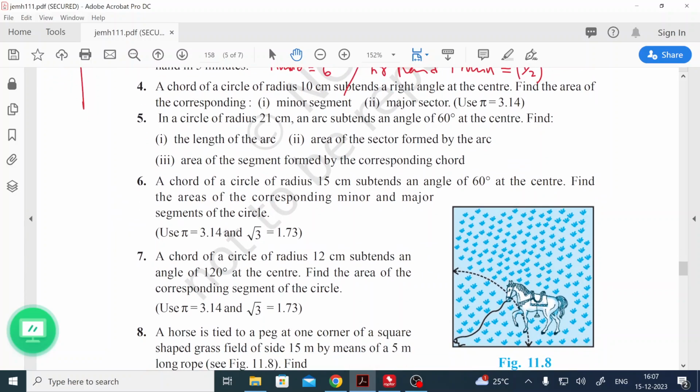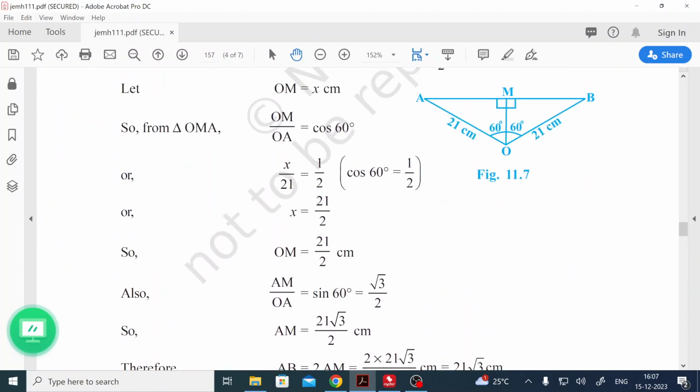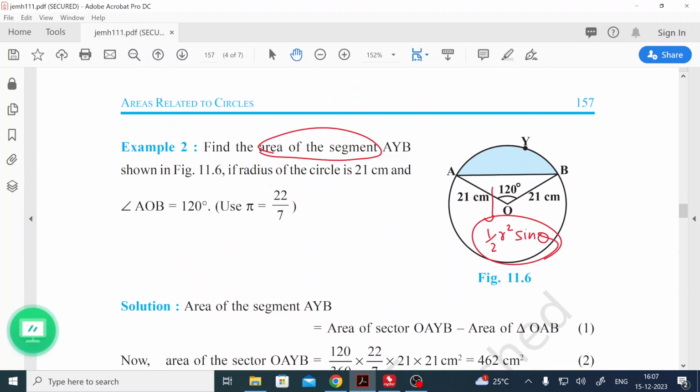Chord of a circle radius. See, minor segment, major sector, that is not a segment. Minor segment in the sense is which we got here. This is called a minor segment. So area of sector minus triangle, if you do, you will get the minor segment only. Understand? Major segment, if they are asking, area of circle minus this minor segment answer you apply, and you will be getting the major segment.